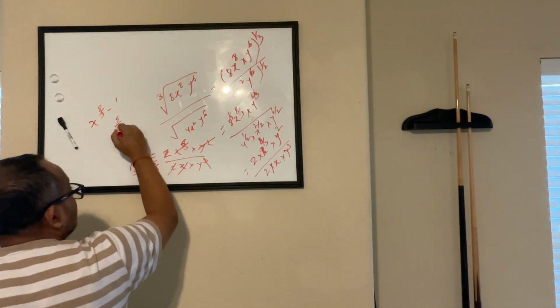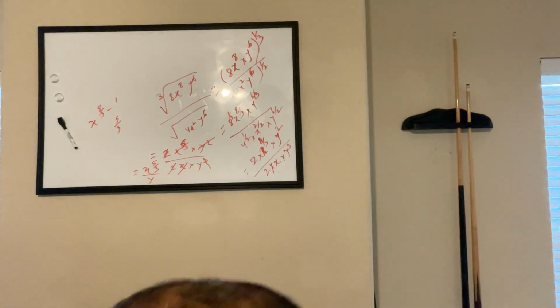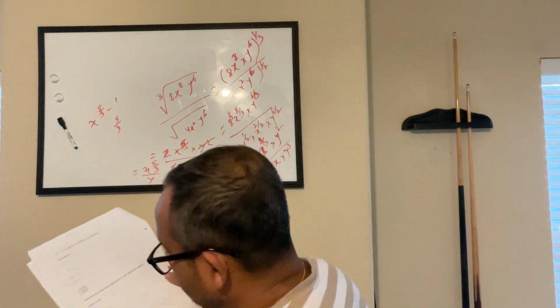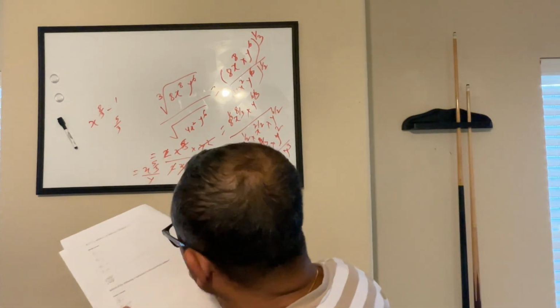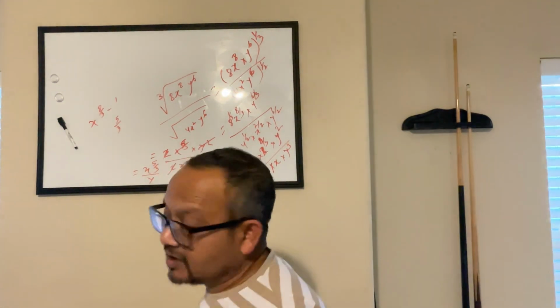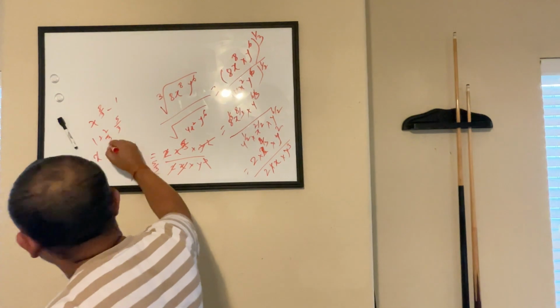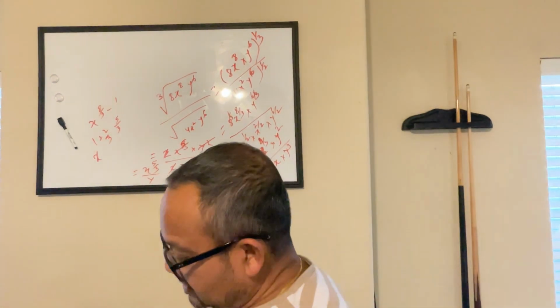It should be x to the power 5 by 3. Oh, it's B. Because x to the power... so x into x^(2/3), so it would be x to the power 1 plus 2 by 3, which is 5 by 3, right? Yeah. So this is B.